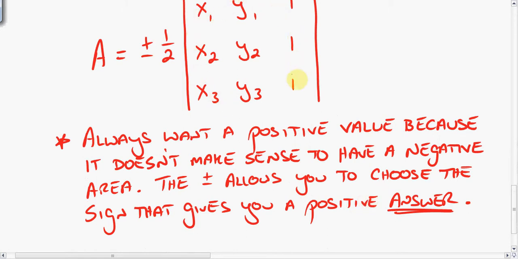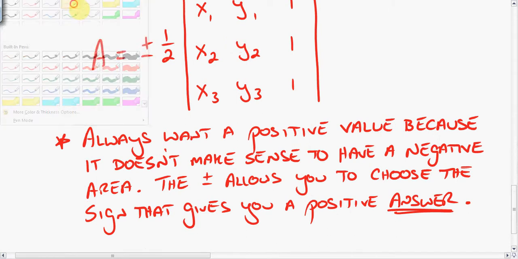So once you calculate your determinant, if it's positive, you're going to multiply by positive 1/2, because a positive times a positive is a positive. If your determinant ends up being negative, you're going to multiply by negative 1/2, because a negative times a negative still gives us a positive. We want a positive value, so we have a positive area.